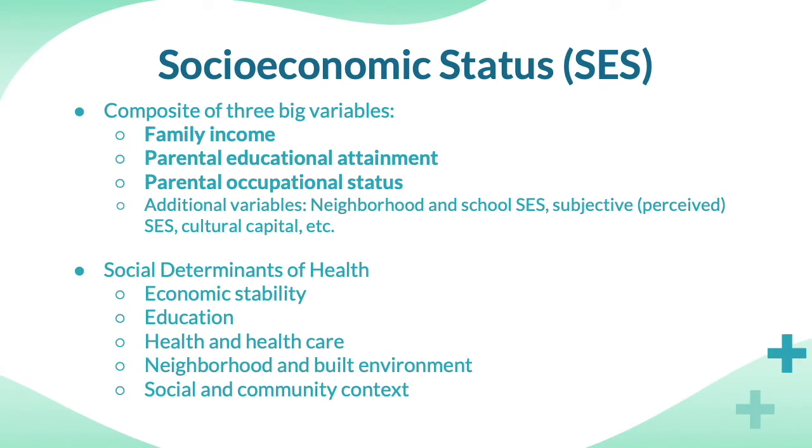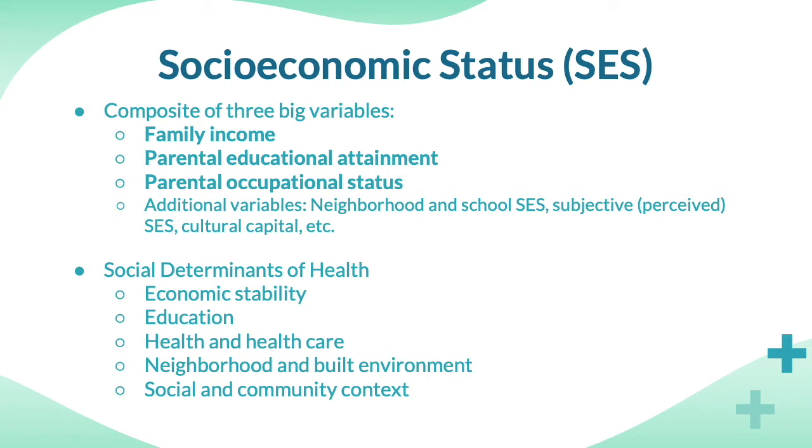A person's socioeconomic status, or SES, is comprised of 3 big variables: their family income, their parents' educational attainment, and the parents' occupational status. There are a few other variables that may impact a person's socioeconomic status, like the status of their school and neighborhood, what they perceive their status to be, or their cultural capital.